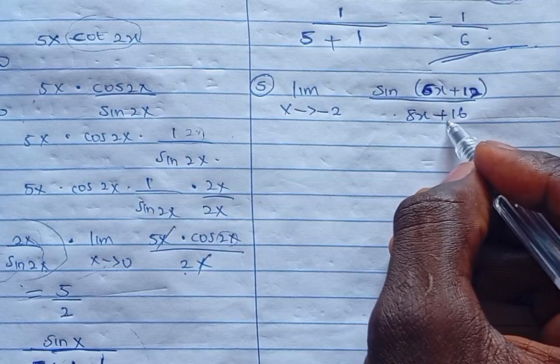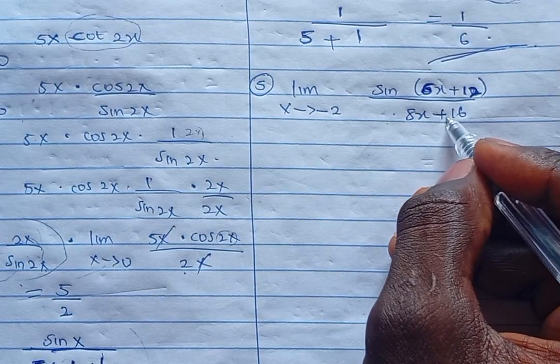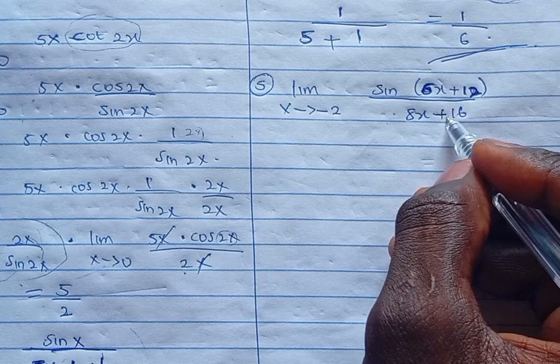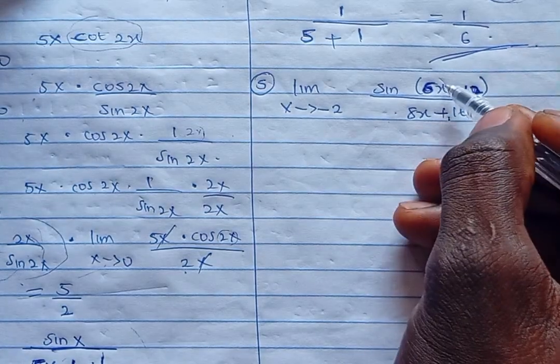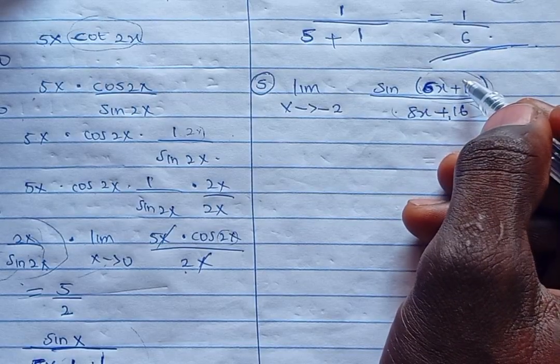Now how will we make this one to be a standard limit? So this one also requires a what? Critical reasoning, how you can reason. Okay, now how can I make this denominator to be 6x plus 12? That's what you should think.